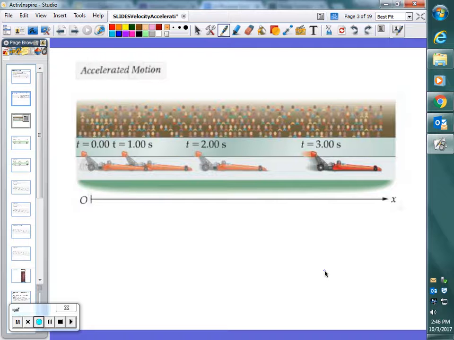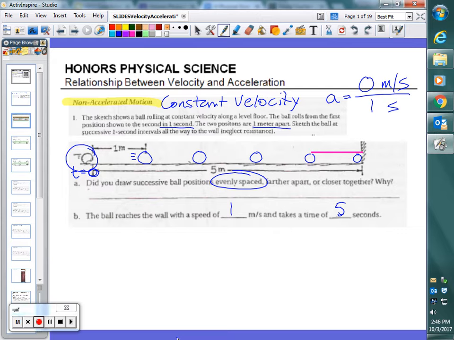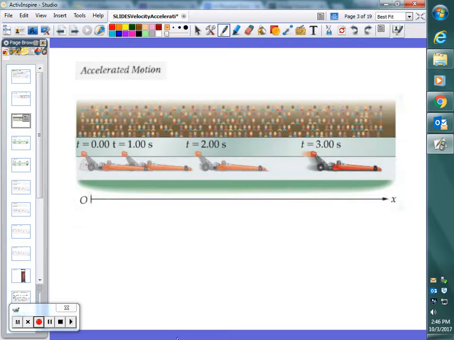If it goes farther, but we're still talking about 1 second, what does that mean is happening to this race car? Yes, it is accelerating, but more specifically, it's speeding up, right? If it's going farther, but the time is the same, it has to be going faster, right? Whereas in this picture, when we draw the position of the rolling ball, they all end up being spaced evenly. For this one, because that spacing is increasing, that's indicating to us that that object is speeding up. Okay?